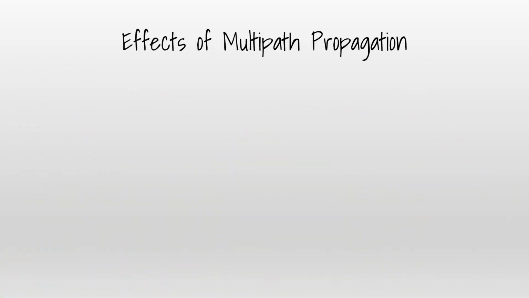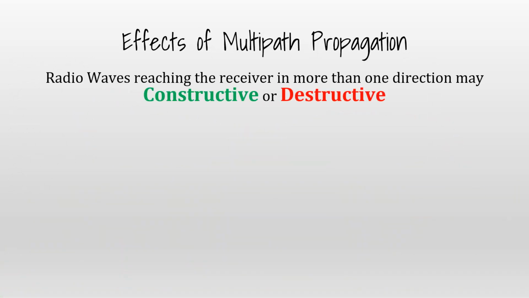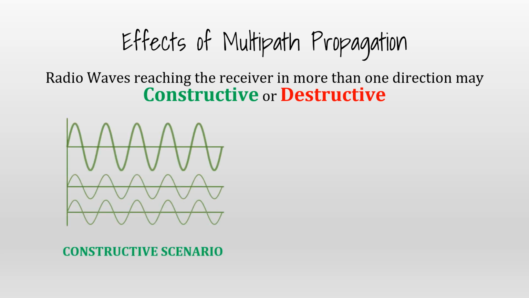Now let us see what are the effects of multipath propagation. There are two effects. One is constructive, another one is destructive. Coming to constructive, can you see that we have got two signals. This is signal one, and this is signal two. Both the signals are in phase to each other. An ideal receiver will add whatever signals it is receiving and give the output. So if the in-phase signals are added together, the total signal will appear like this.